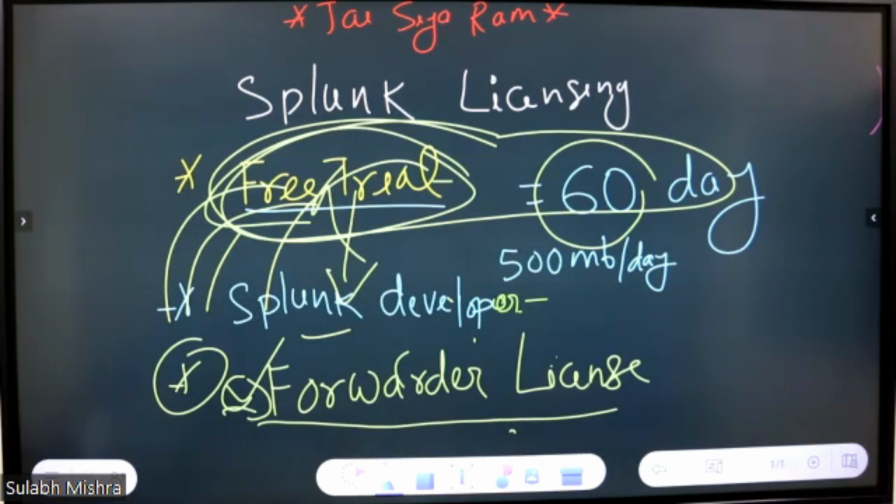In the free trial license, if 3 warnings are generated in a month, it will be called a violation of license. For enterprise, how many warnings, and for free trial, how many? For Splunk Enterprise, 5 warnings, and for Splunk free trial license, 3 warnings within a month will be called a violation of license.